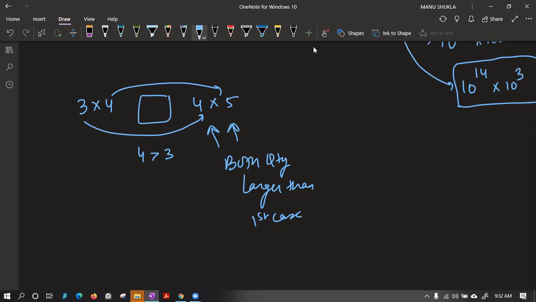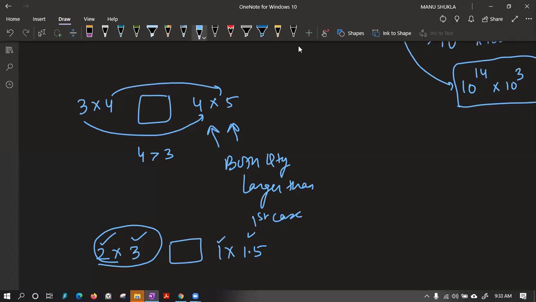Similarly, we can have one more thing like 2 into 3. We can have 1 into, suppose, 1.5. In this case, which one is larger? In this case, if you observe, this is also larger than this. So when both the quantities are larger, it is very easy to say it is large.